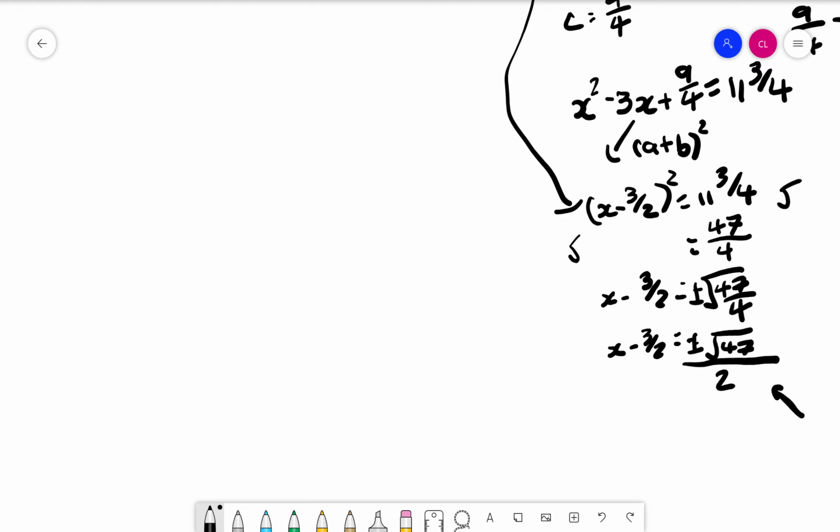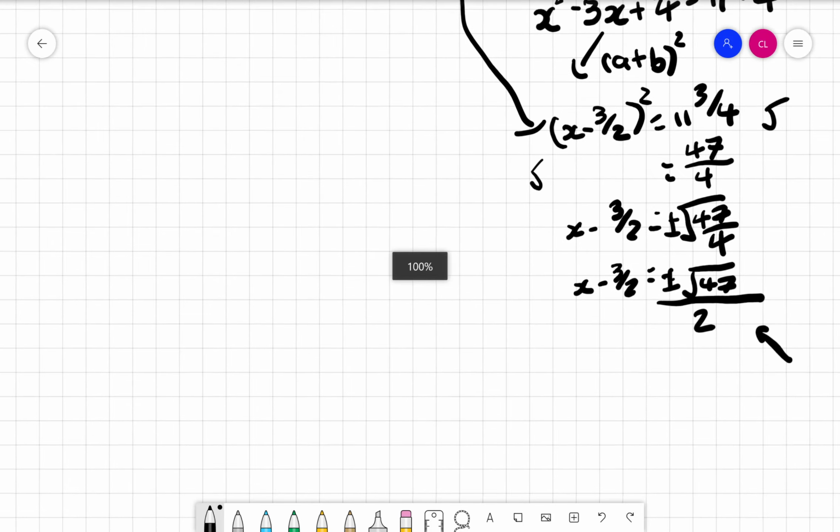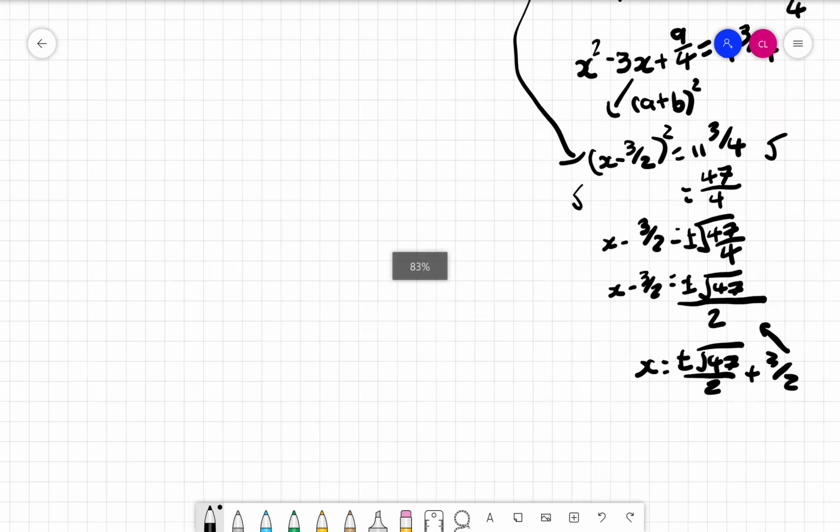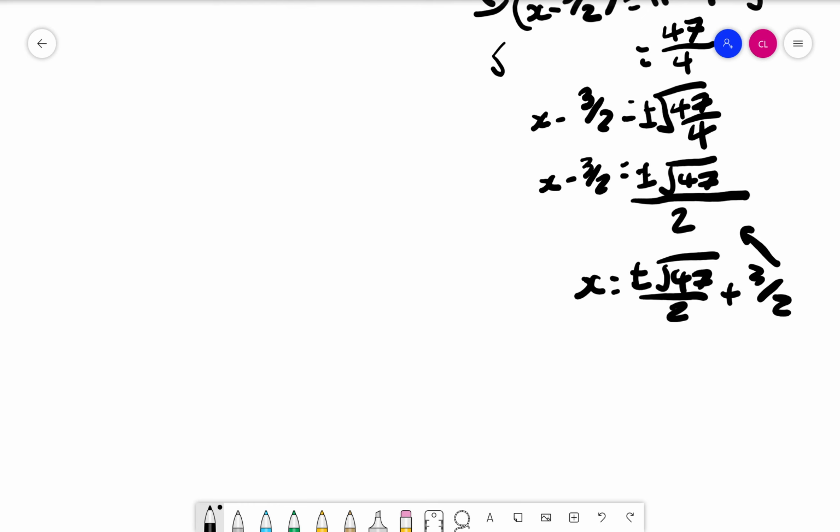Now, of course, it's not complete until you move this to the other side. So x would be plus or minus the square root of 47 over 2 plus 3 over 2. So in this case, it'll just be x equals 3 plus or minus the square root of 47, over 2.